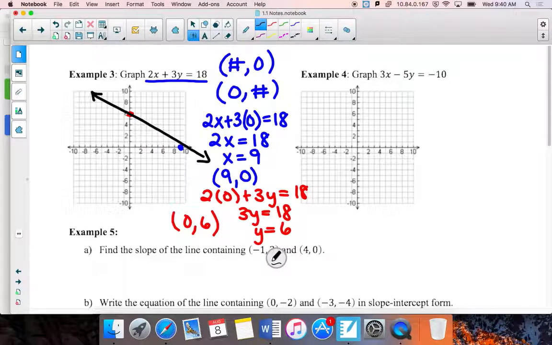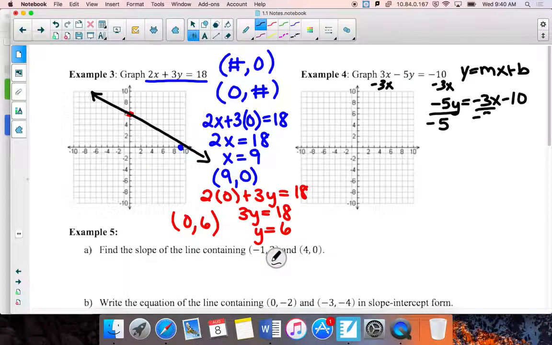In example number 4, 3 and 5 both do not divide evenly into -10, so I would not use intercepts on that one. I would go ahead and try to get y alone, trying to get it into y equals mx plus b. So I'm going to go ahead and subtract this 3x from both sides. We get -5y equals -3x minus 10. Divide everything by -5. Y equals 3/5 x plus 2.